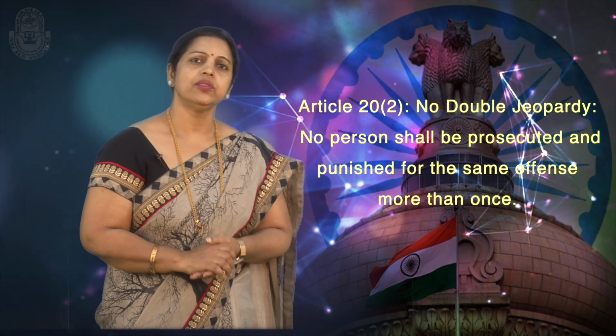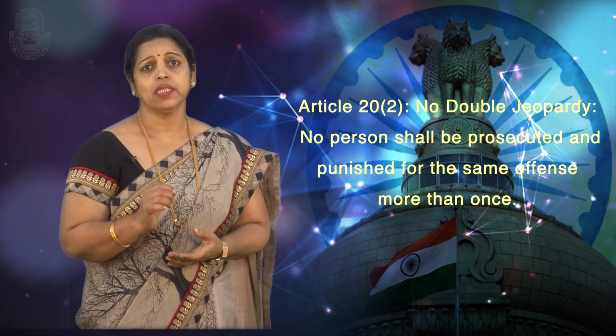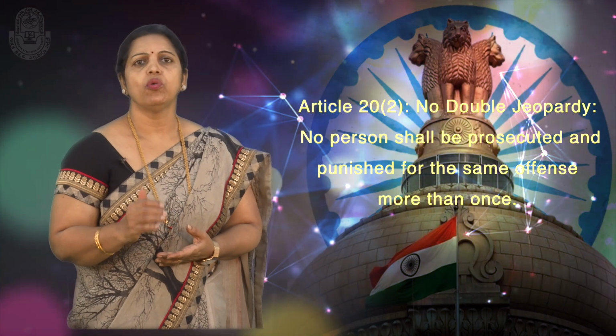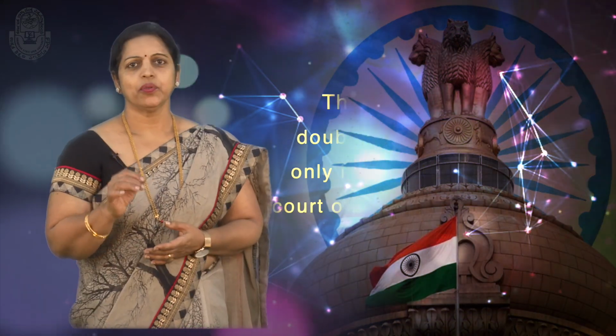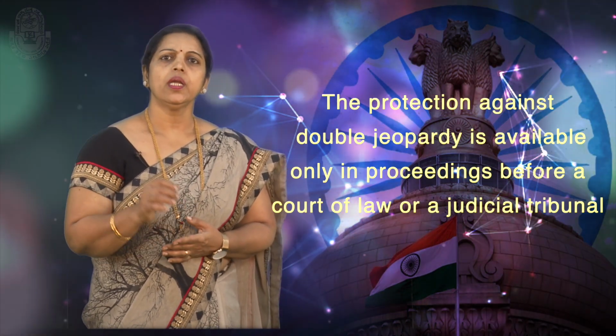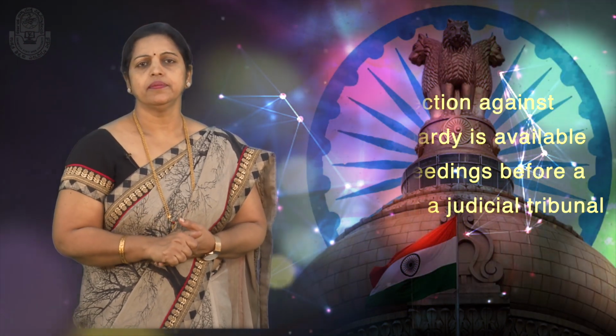The next one is double jeopardy. Under Article 20, Clause 2, no double jeopardy means no person shall be prosecuted and punished for the same offence more than once. The protection against double jeopardy is available only in proceedings before a court of law or a judicial tribunal. In other words, it is not available in proceedings before departmental or administrative authorities, as they are not of a judicial nature.